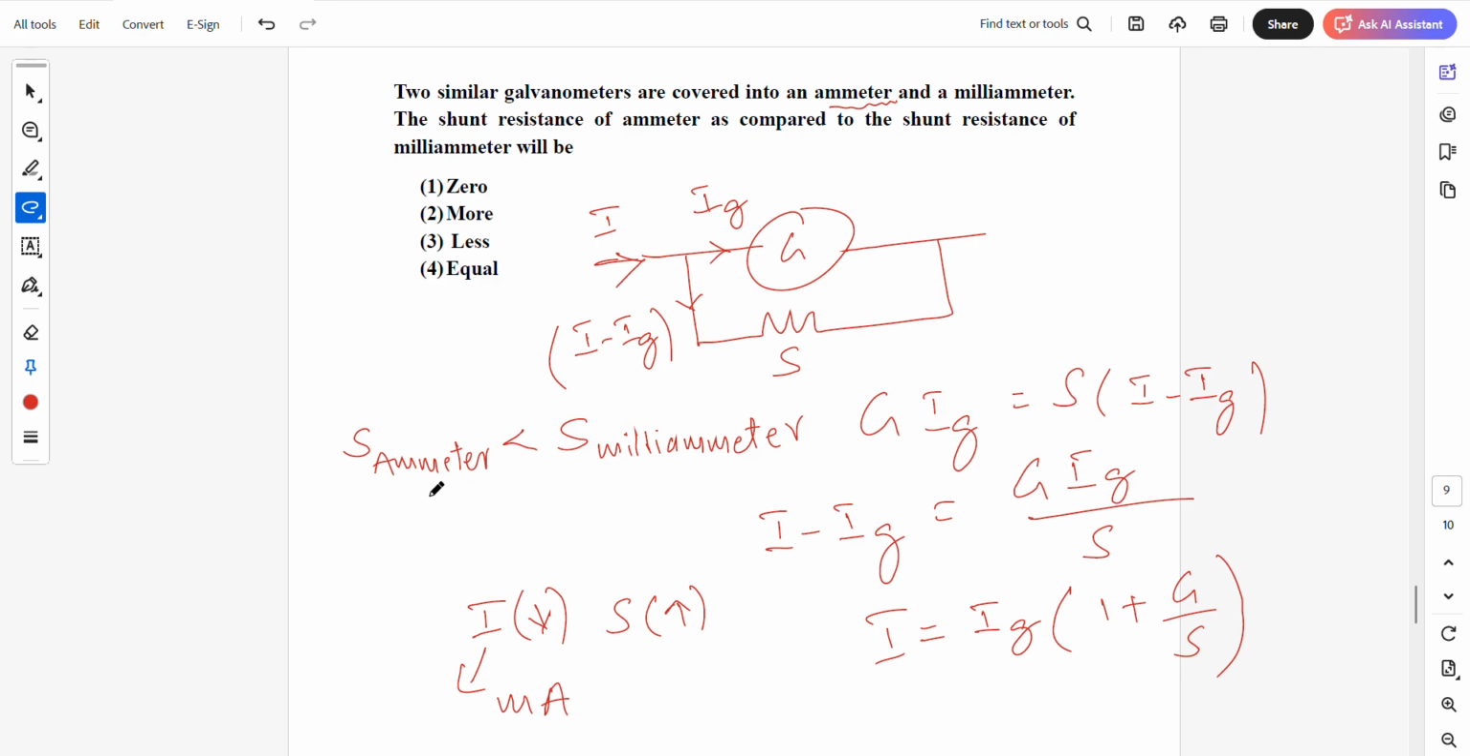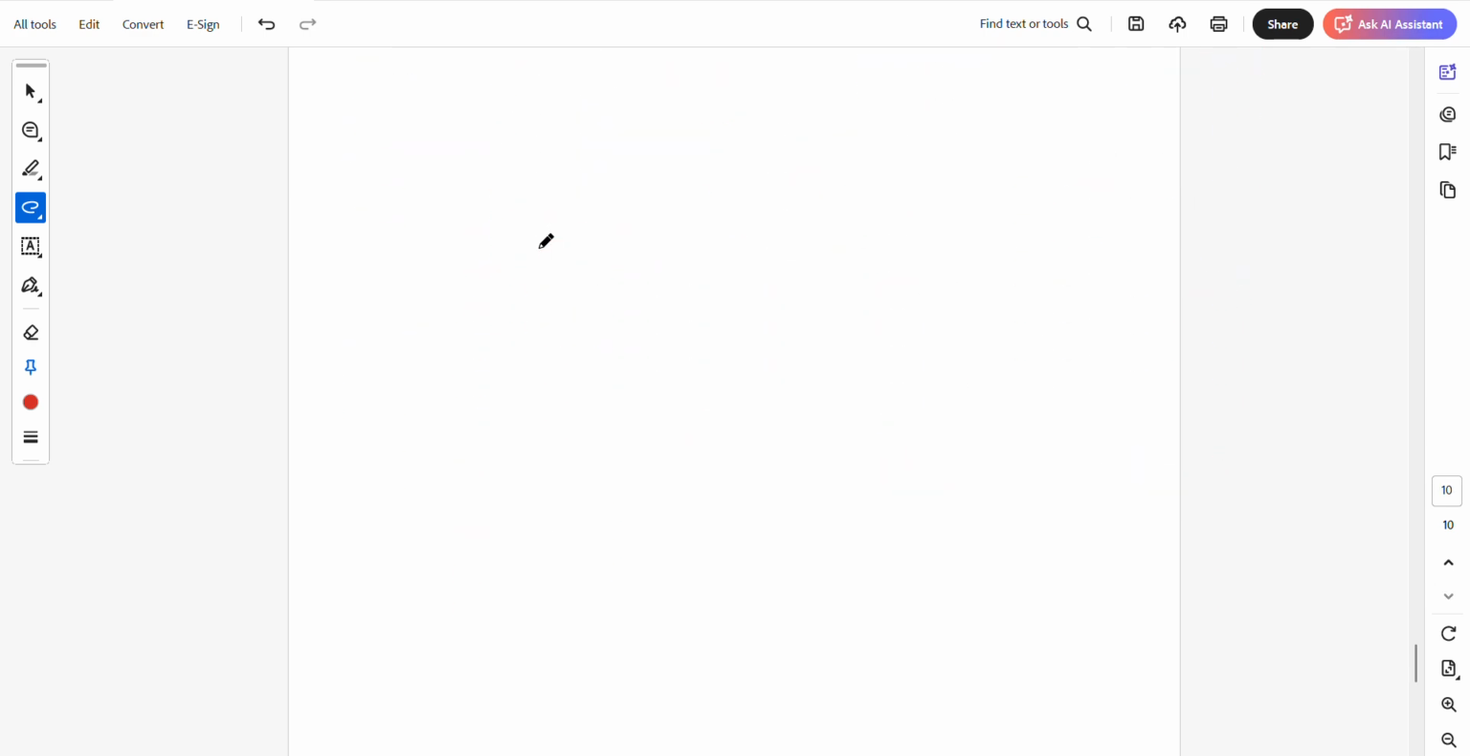Because in an ammeter we measure current in amperes, and here in the milliammeter in milliamperes. So if the current is less, S is more. Therefore S of the milliammeter is greater than S of the ammeter. Therefore the shunt resistance of the ammeter compared to that of the milliammeter is less. Less is the right answer. Hope you understand this problem.